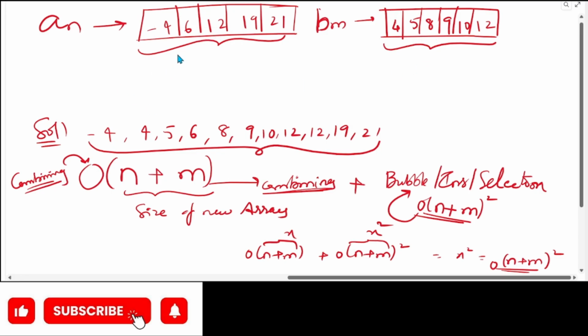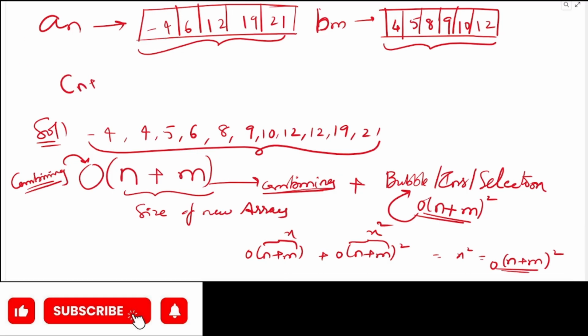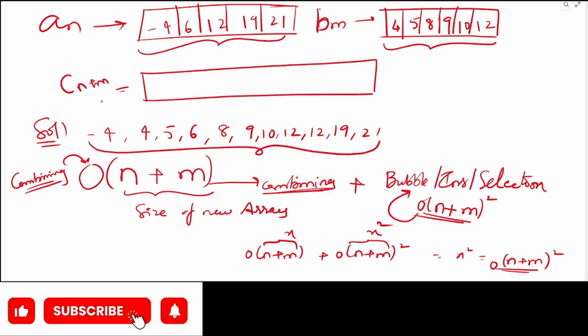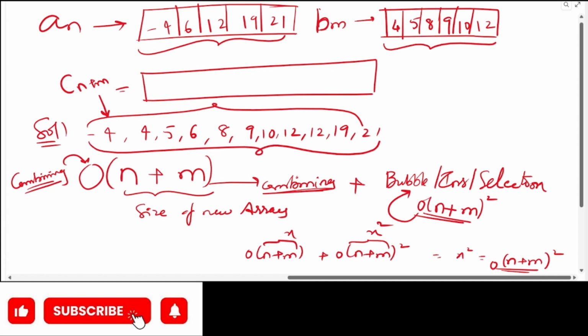So now we can take an array C of n plus m, and in that particular C of n plus m, we can have the collection of all of these elements. That is, C of n plus m is nothing but this particular set of elements from here to here. If you understand, just pause the video and try to think what we are doing and what we had done so far.